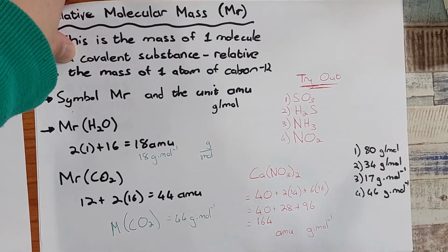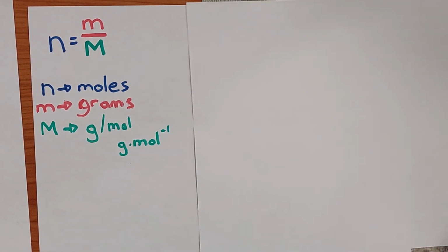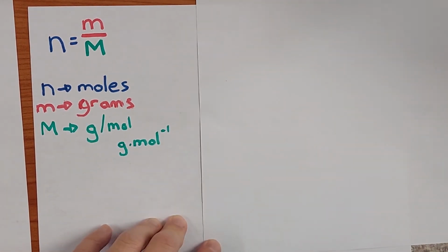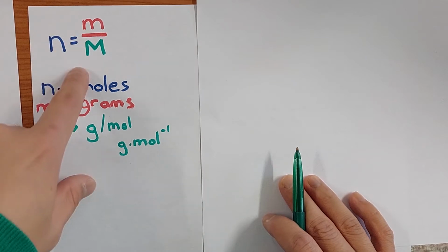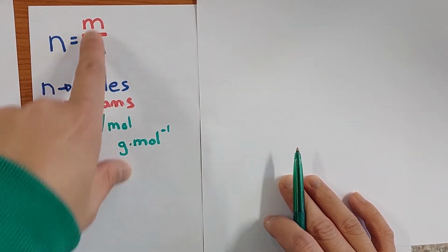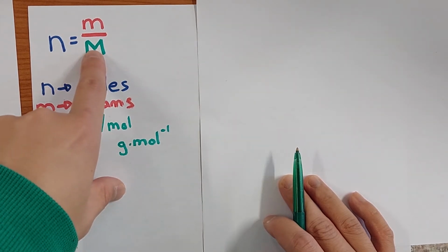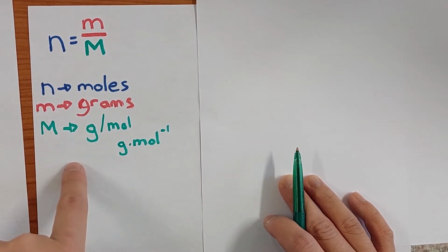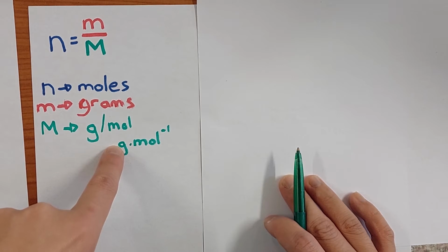Because the next one that you're trying to do is going to be this over here. Your formula, n is equal to m over M. Your n is your number of moles. Your m is your mass, which is in grams. And your capital M over here is your molar mass, which is your g/mol. And we know how to calculate your g/mol.